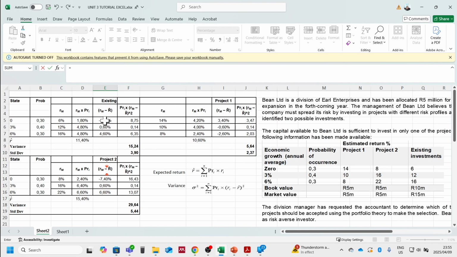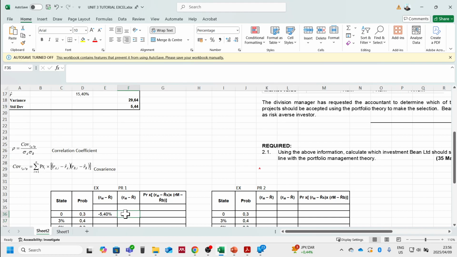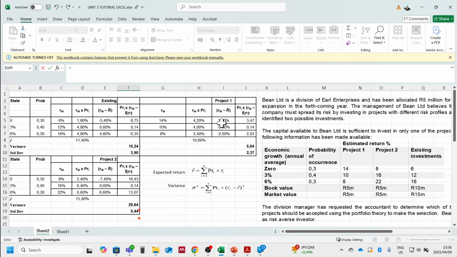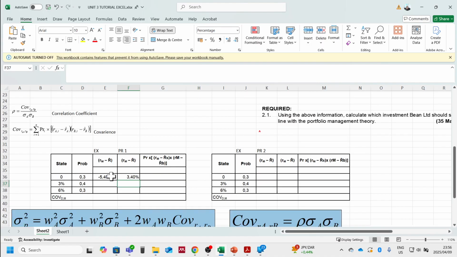So deviation is found over here. We then have it over here. So there's no need for me to recalculate this because it's already here. For project one under the state of the economy, it's also available over here. We then have 3.4%. So I can just drag this down since I'm using Excel to give me the other figures that are above. So this means that these are the deviations for the existing project, and these are the deviations for project number one.